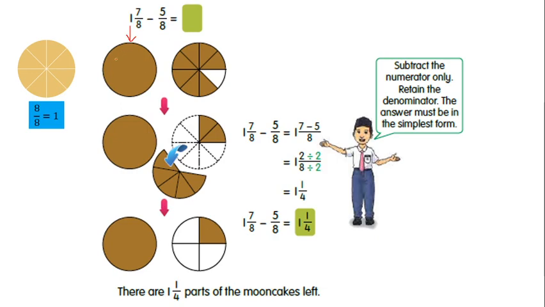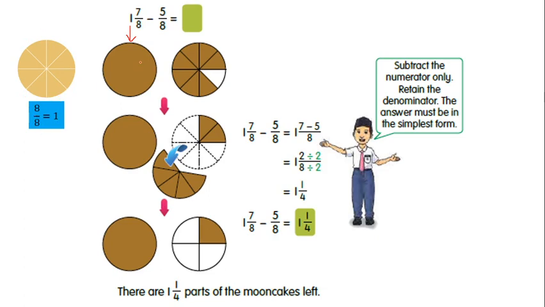Why is this called 1? Because it is actually 8 over 8. When we have 8 over 8, that means we have the whole part. Kita ada keseluruhan bahagian. Keseluruhan bahagian itu adalah menjadi 1. Sebenarnya dia ada 8 bahagian. 8 parts. Kalau kita ada kesemua, maksudnya kita ada keseluruhan. That means 8 over 8 equals 1.